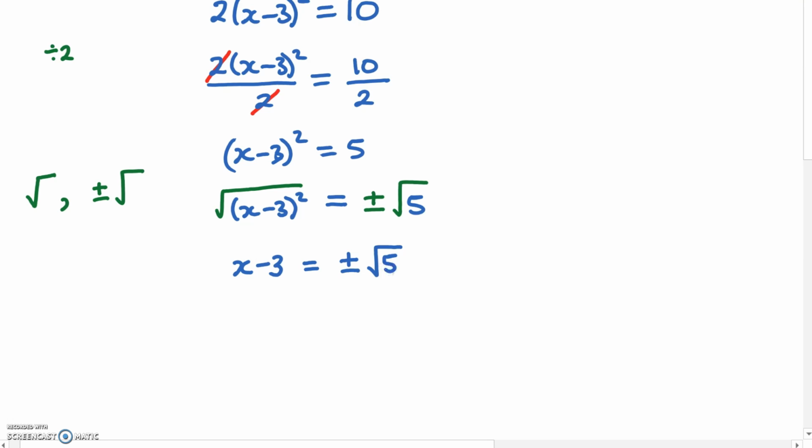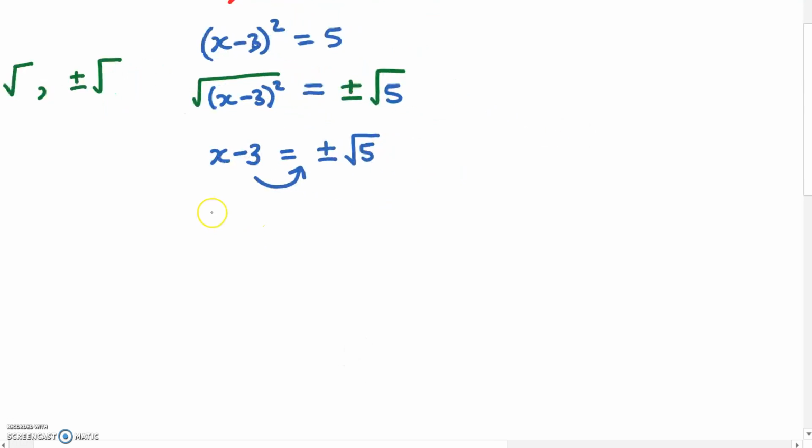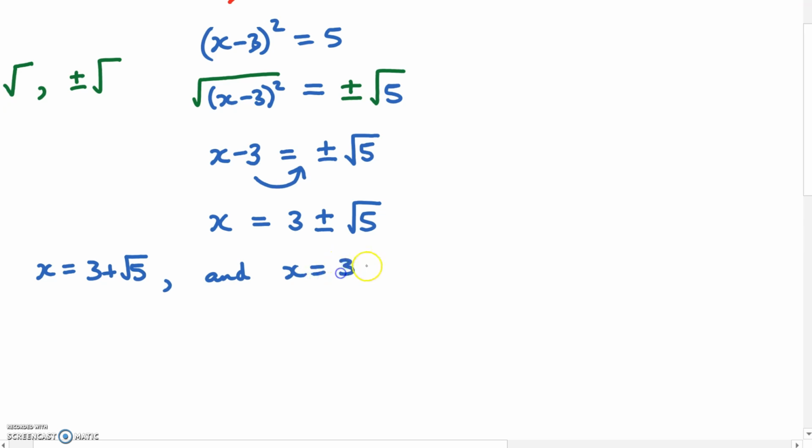Now, if we want to get x on its own, the last step is to move that negative 3 across to the other side. That's going to give you x is equal to, minus 3 comes across, becomes 3, and then we have plus or minus the square root of 5. So there are two answers there. x equals 3 plus the square root of 5, and x equals 3 minus the square root of 5 are both correct answers to this problem.